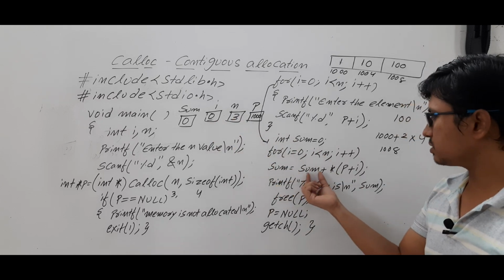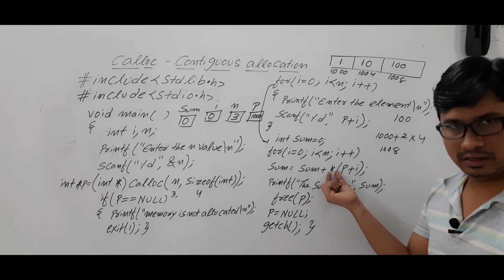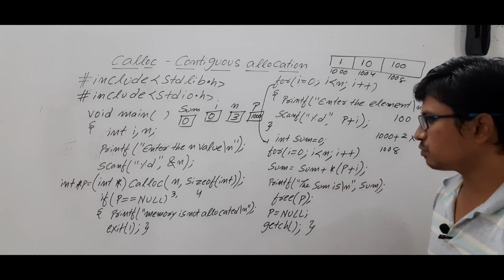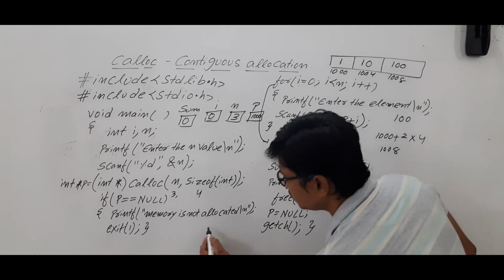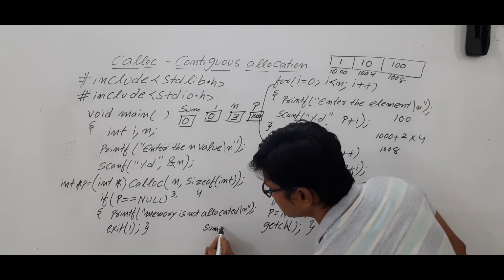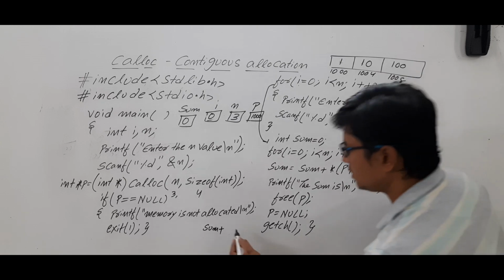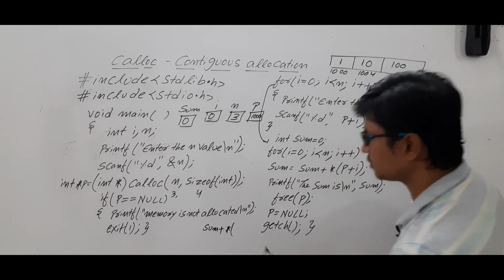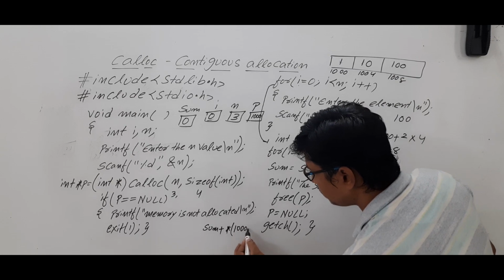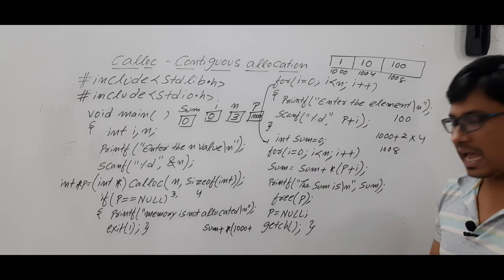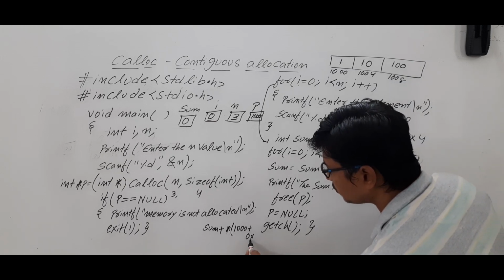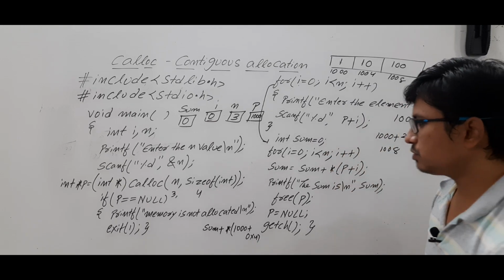Sum is equal to sum plus the dereference operator and p plus i. What is this one? I will discuss with you. You have sum plus the dereference operator of p plus i. What is the p value? 1000 plus i. Since it is an address, you have to multiply. The i value is 0 into 4, so it will give 1000.